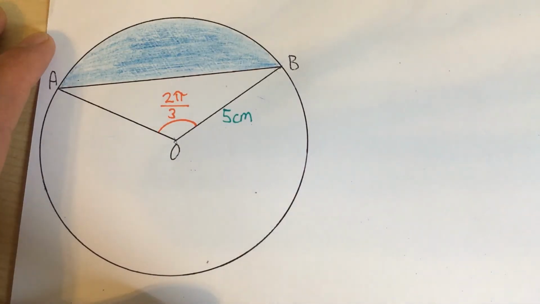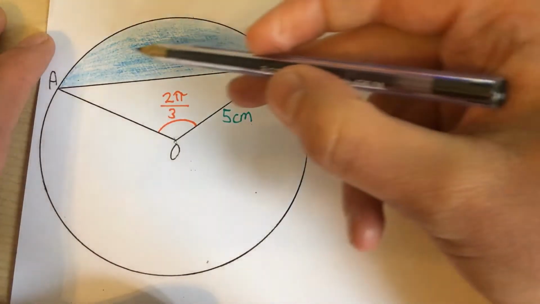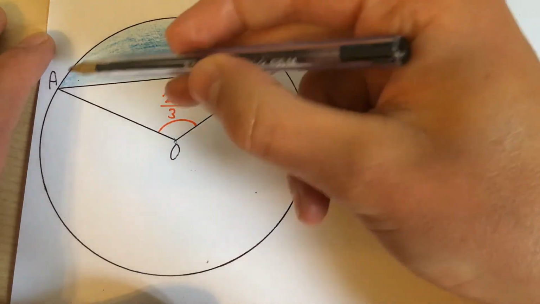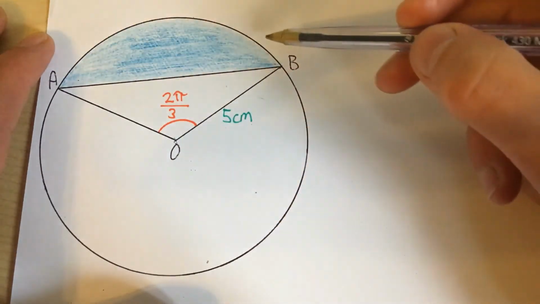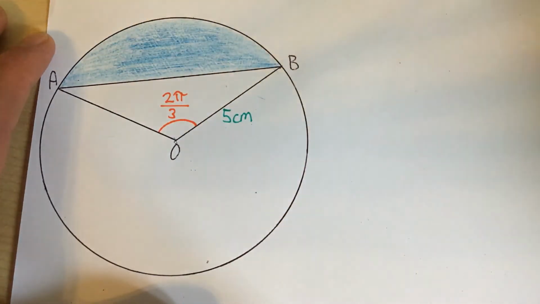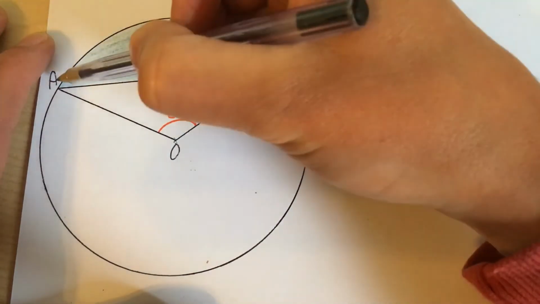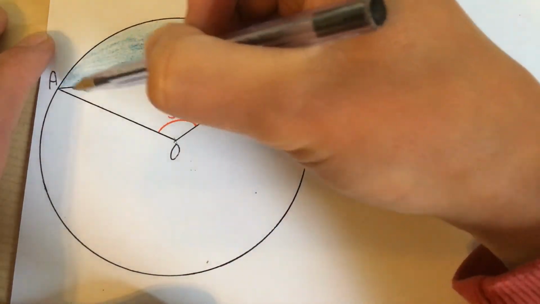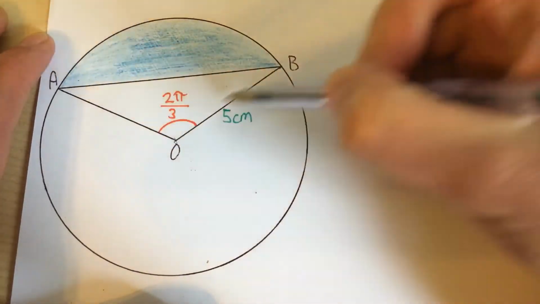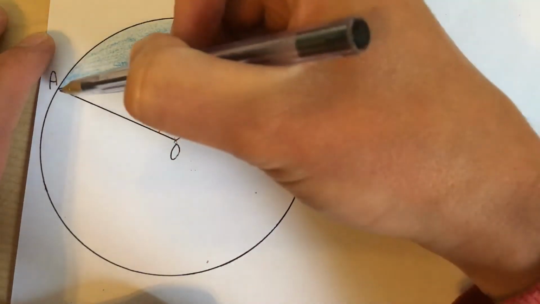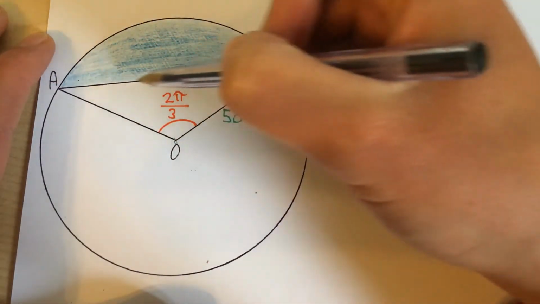In this example, we're asked to find the area of the shaded region. That's this bit here. This is actually called a segment, this blue part here. Well, to find the area of the segment, we're going to do the area of the sector, which is this bit here, minus the area of the triangle, this bit here, AOB.